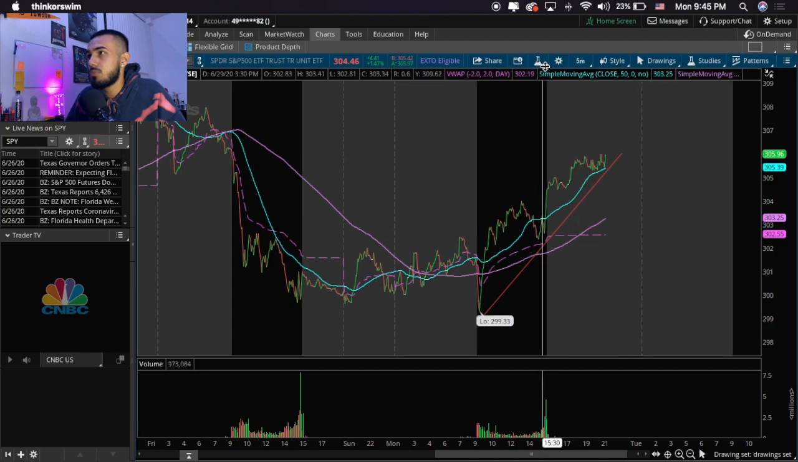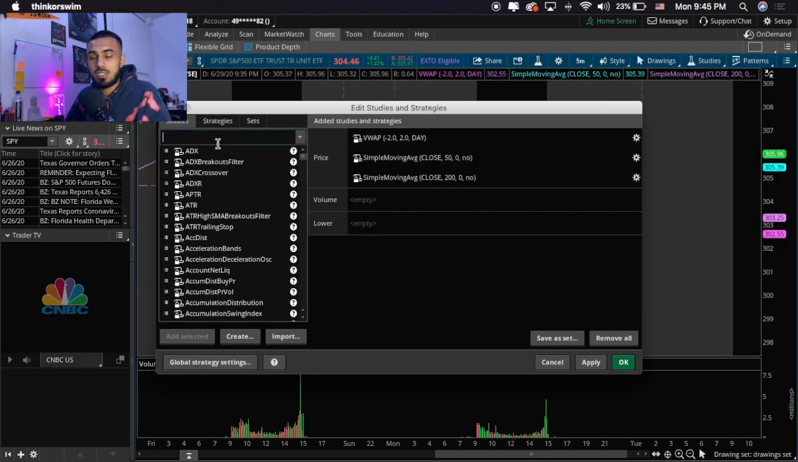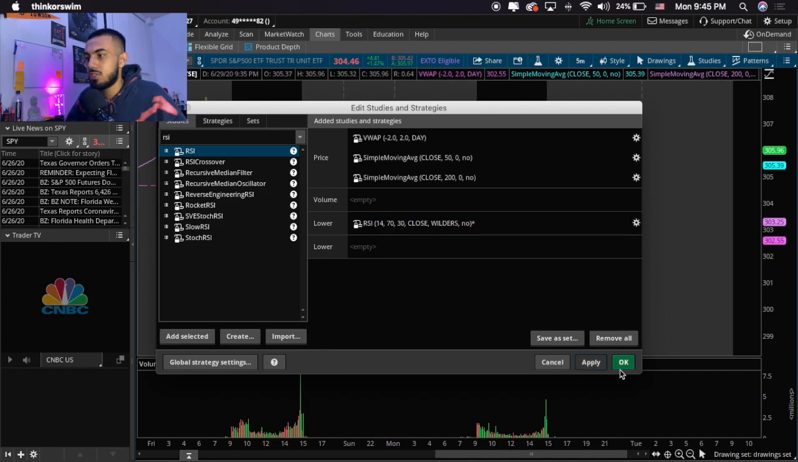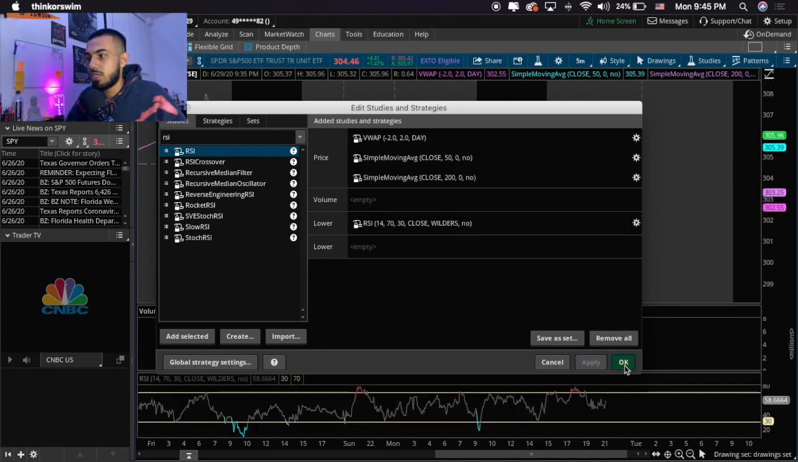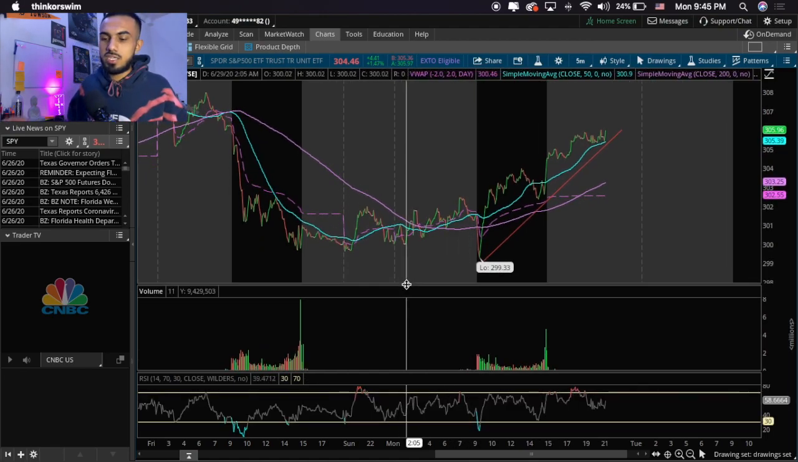It will. Now, the next study that I will add, if I go to edit studies, is the relative strength index, better known as the RSI. Okay, and the RSI is one of my favorite studies or indicators because it gives you the opportunity to pinpoint your exits so you optimize your trading.